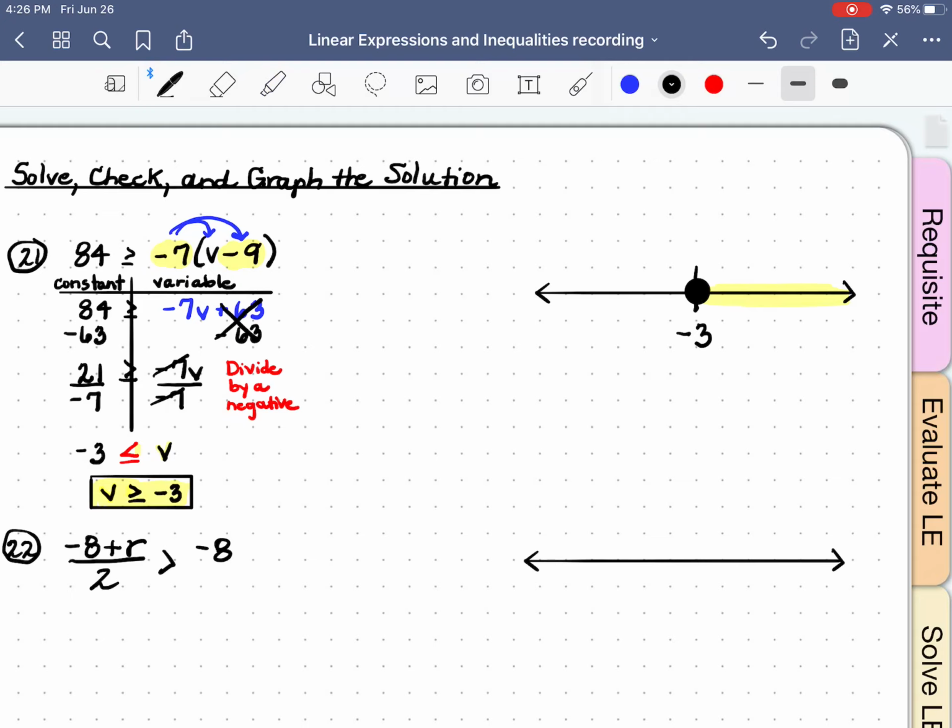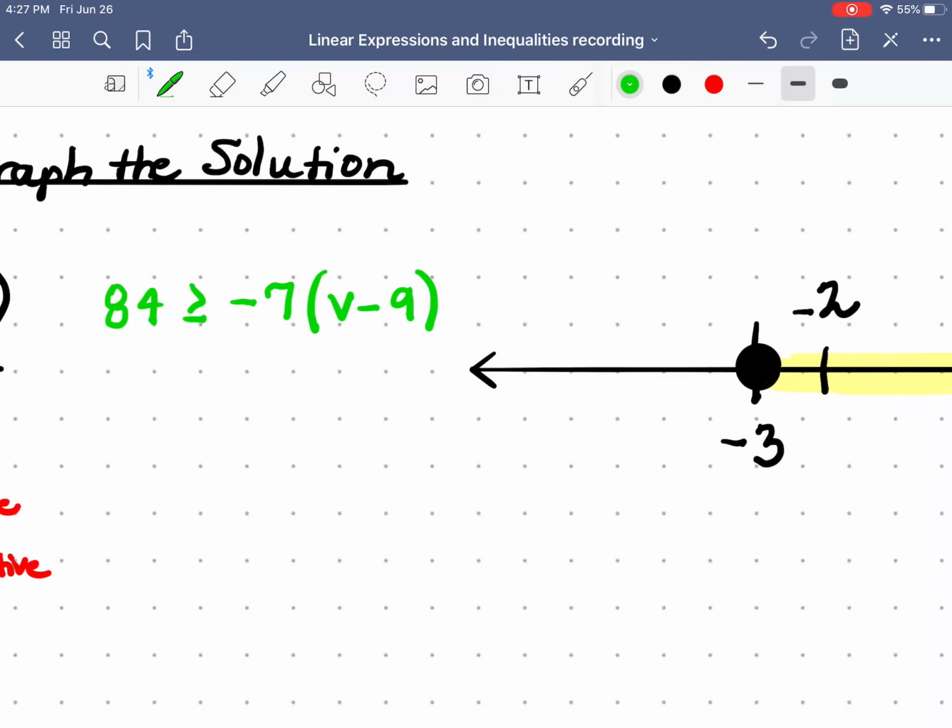So to check this one, I'm going to take a -2. That would be here at this space. You could use a 0. You could use any positive number that would be in that yellow range. But let's plug in a -2 and see what we get. So I go back to my original and I have 84 is greater than or equal to negative 7 times v minus 9. And I'm going to let v be negative 2. Let's see if that will work here.